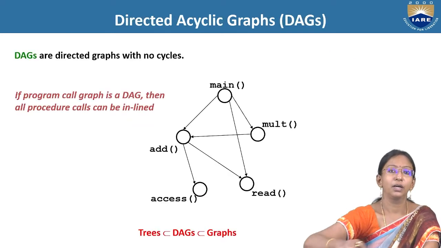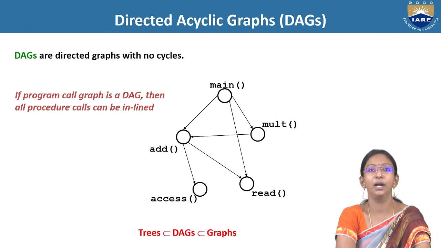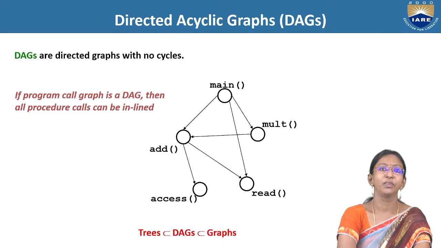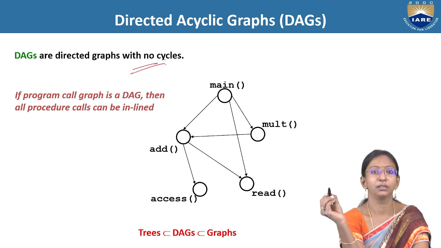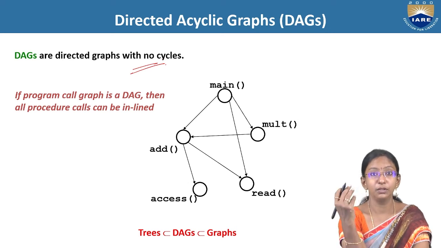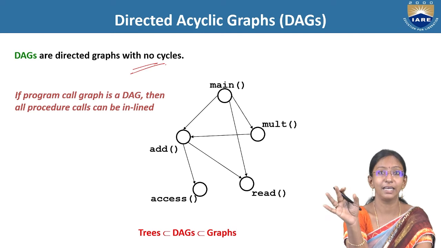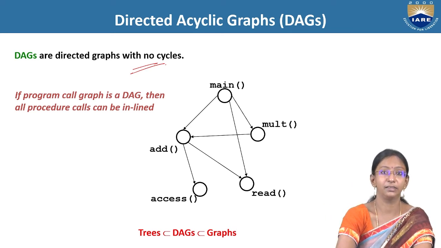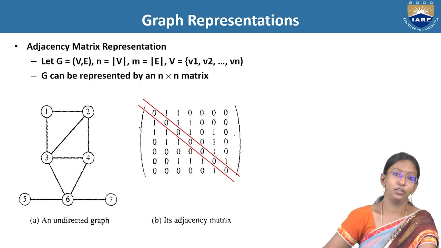Right. So coming to DAG, directed acyclic graphs. It's a very important one to understand. A DAG is a directed graph with no cycles. The full form itself tells you it is a directed graph, and it is acyclic in nature. There will be no cycles in it. Have a look at this graph. You will not find any cycle in it. Okay, right. Coming to representations of graphs.